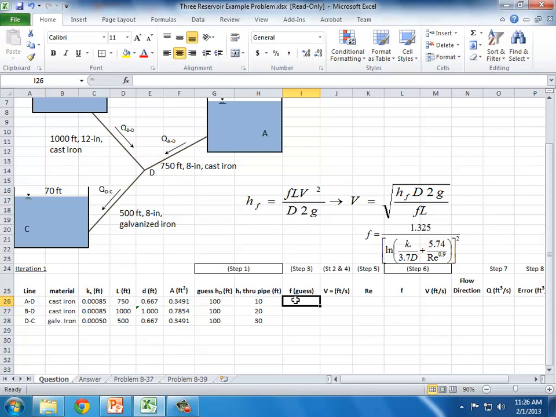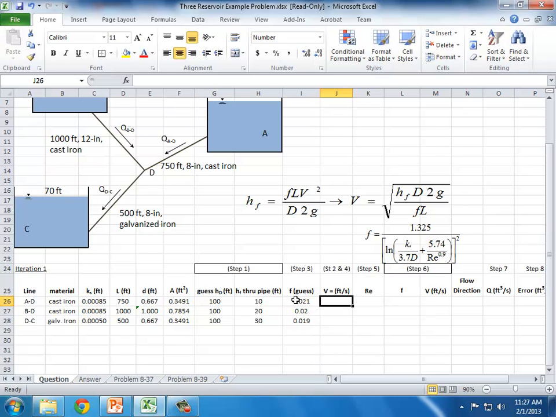So we'll put in these guess F values that we first came up with. The smaller of the cast iron pipes was the one where we said we'd use 0.021 for our guess F value, 0.02 for the next one, and for the galvanized iron pipe, 0.019. That's what we picked, assuming that we were in the fully turbulent range and looking it up off of the Moody diagram in a real quick way.